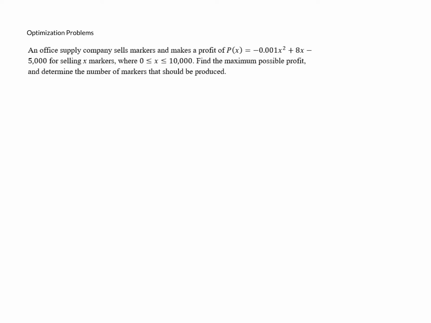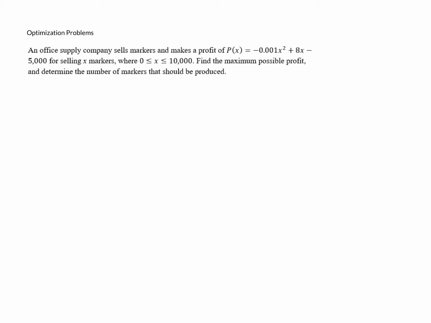An office supply company sells markers and makes a profit of P of x equals negative 0.001x squared plus 8x minus 5,000 for selling x markers, where x is between 0 and 10,000. Find the maximum possible profit and determine the number of markers that should be produced.